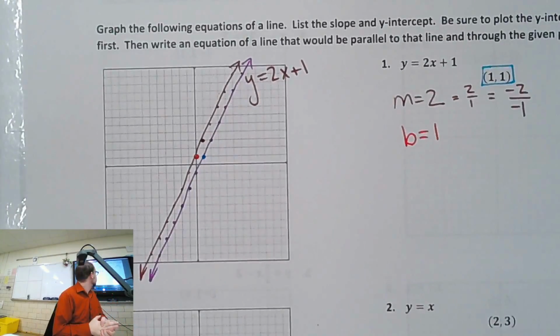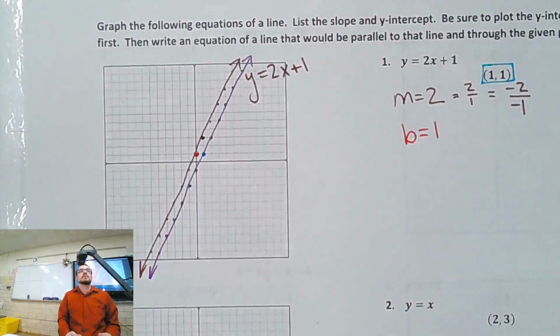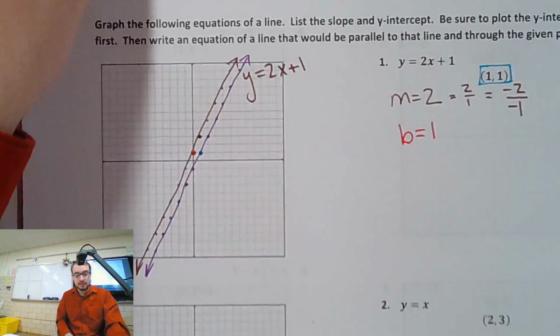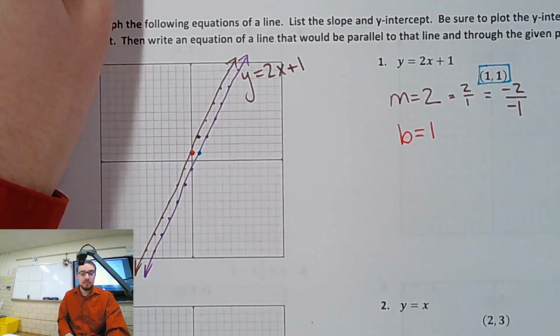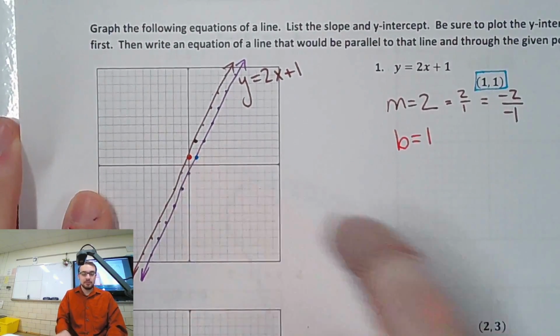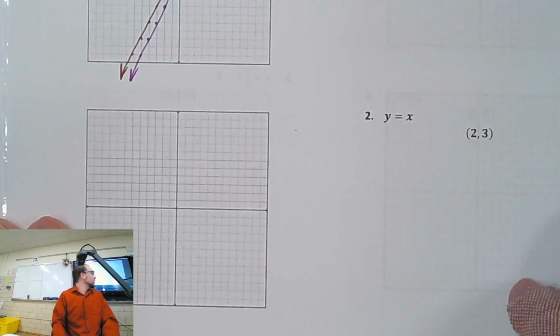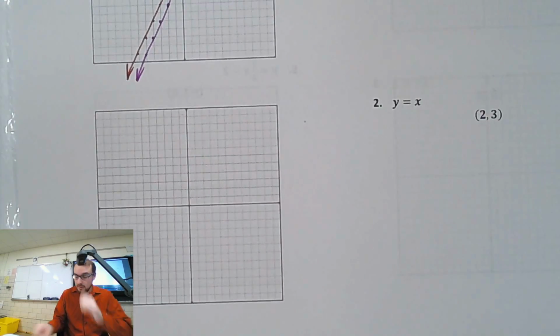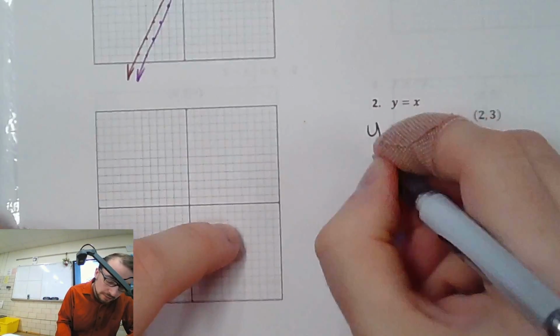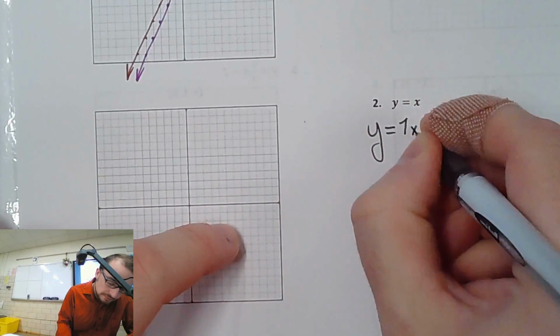What do you think? I know we did it already. The question is, does it make sense? Okay, right. If they're parallel, the slope is the same. They specify a point. Start there. Use your slope, right? Number 2, we already did as well. This equation right here could be written as y equals 1x plus 0.